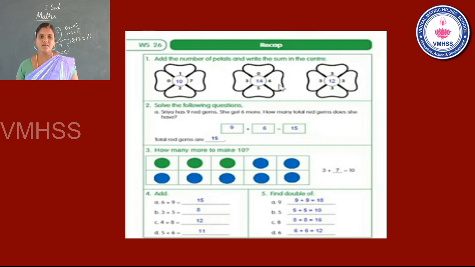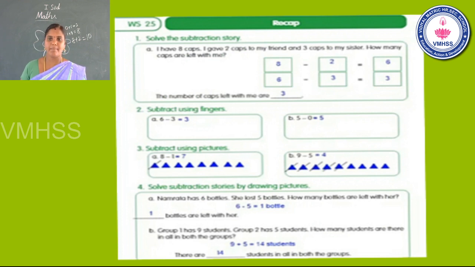Okay. Next one. 6 plus 6. What is the answer? 12. Okay, is it clear? Look at it properly. It's a revision and recap session. Okay students. Next, subtraction, Unit 3. Subtraction recap.